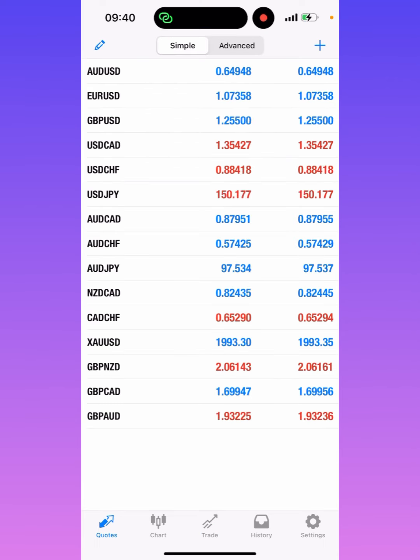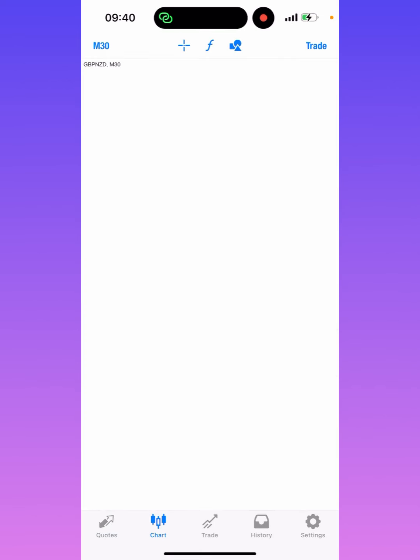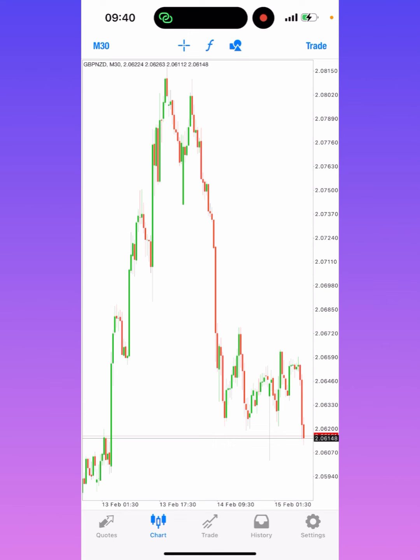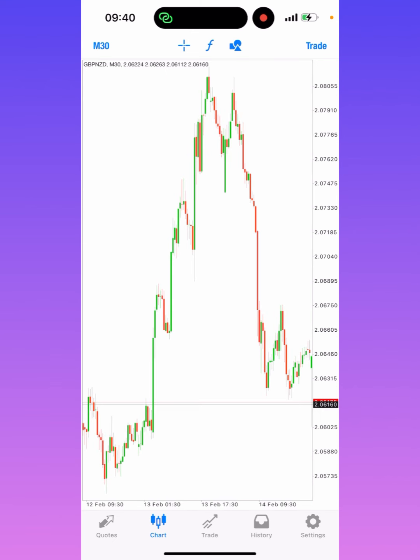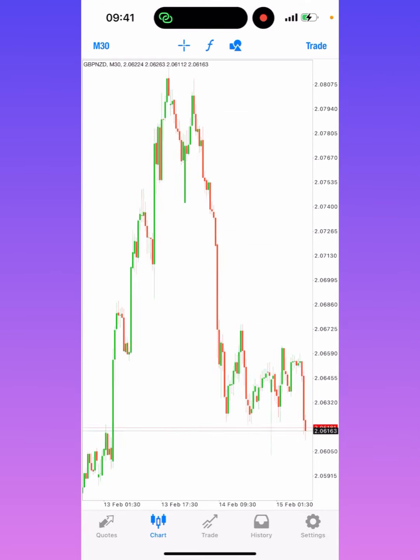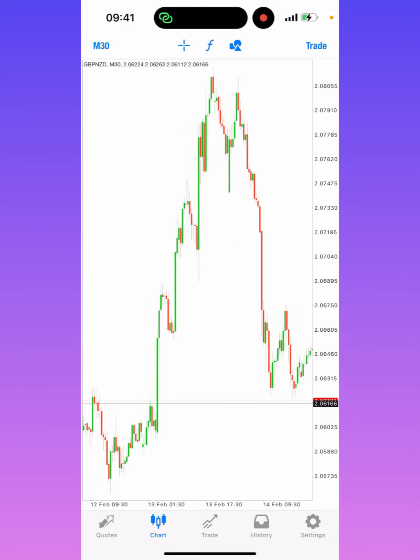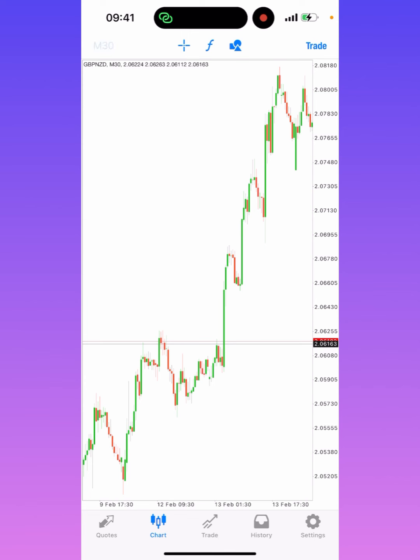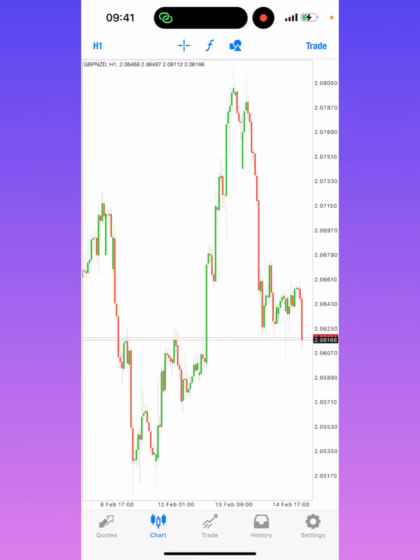Let's see, GBP as well, and GBP, guys, is about to drop as well, so I prefer to take GBP because it has that big spread. I like it because it has a big spread, so I'm gonna sell this one right now, and once I sell this one, guys, I'm going to take my profit at this point here.